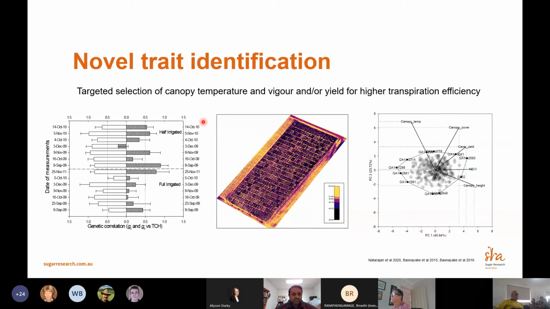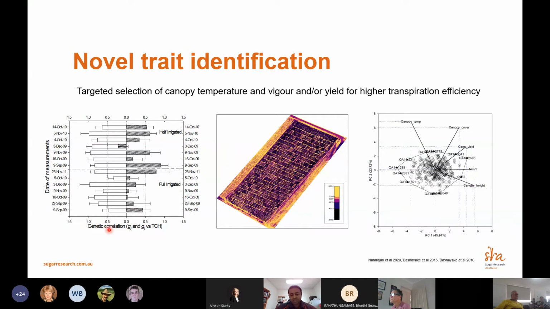Now, another component is targeting some of the novel traits and incorporating them in breeding programs. Years of research have shown that canopy temperature is potentially quite important for improving yield under rain-fed and irrigated conditions, because it integrates both the water use and the physiological characteristics of the plant.